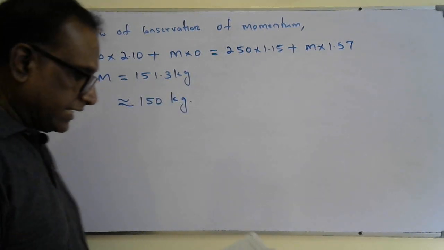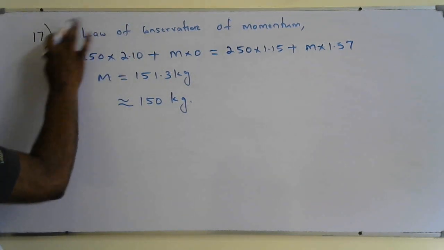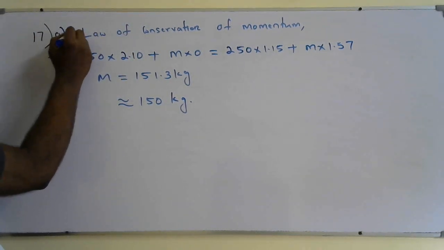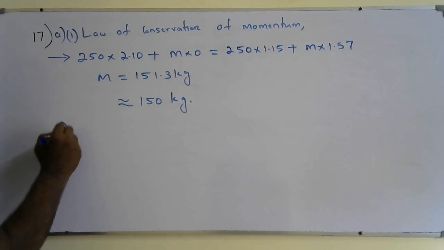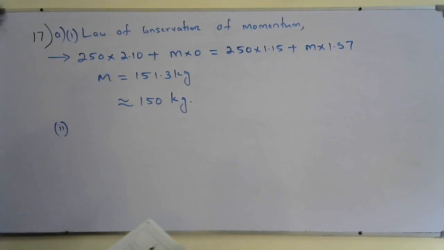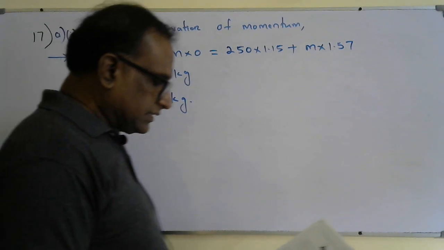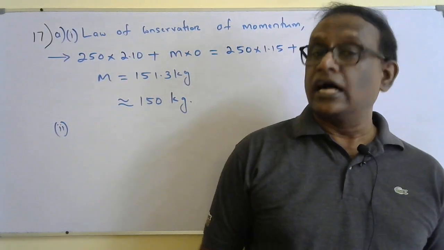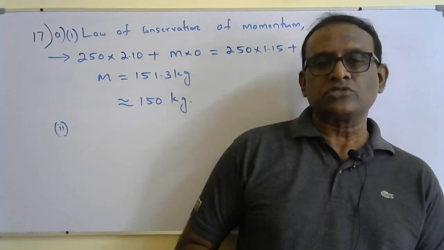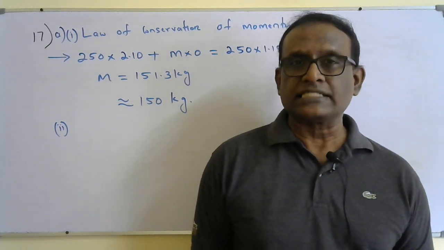Okay, B part. This is the A part, first part. What I did is A part, first part. A part, second part: State one assumption you made in your calculation. There is no external force. Otherwise, I can't use the law of conservation of momentum. So the assumption is there is no external force.